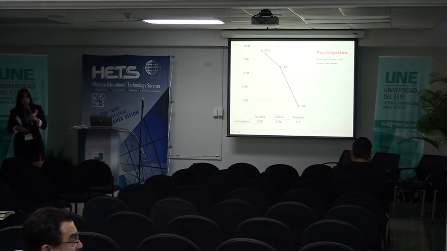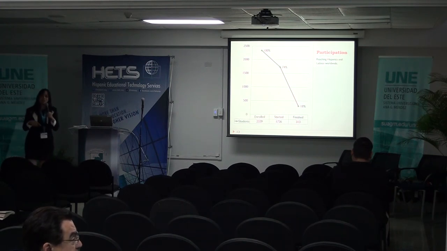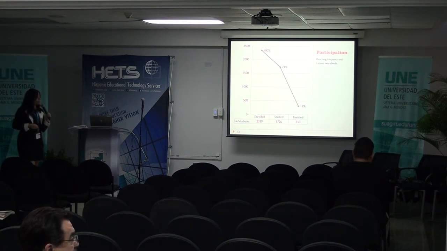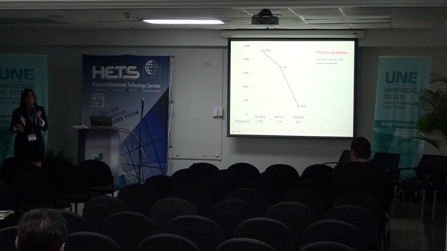Okay. These are the results. 2,339 students enrolled for the course when that registration period opened. And out of those, when the MOOC actually started, it had gone down to 74%. So out of those who enrolled, 74% actually started the course. And from the 74%, which was 1,700 students, 313 actually finished the course. That is a retention rate of 18%.